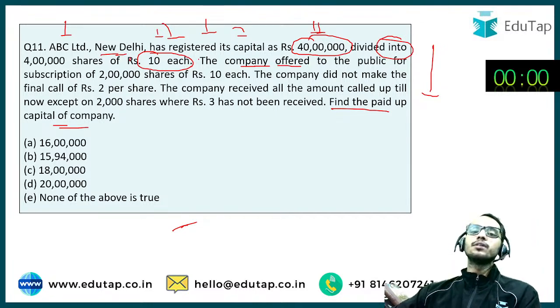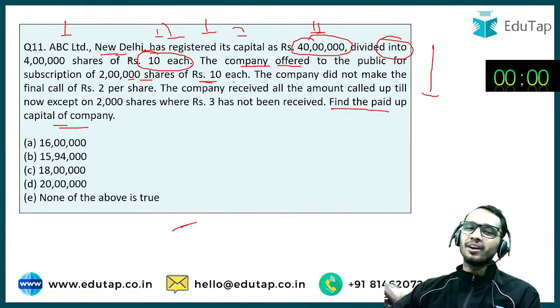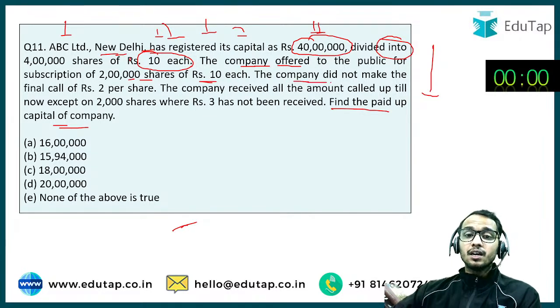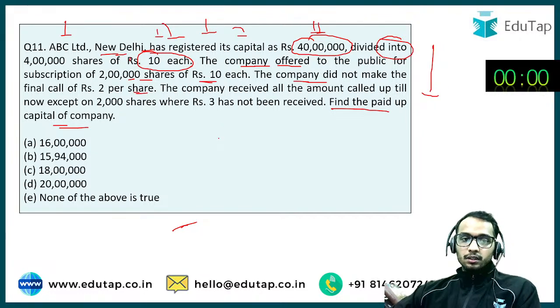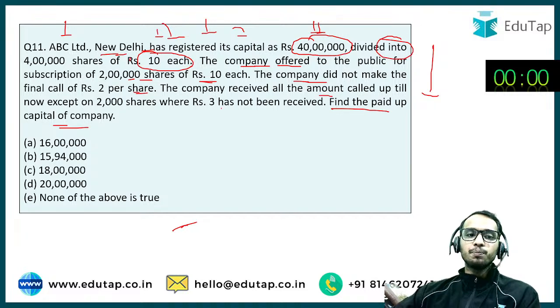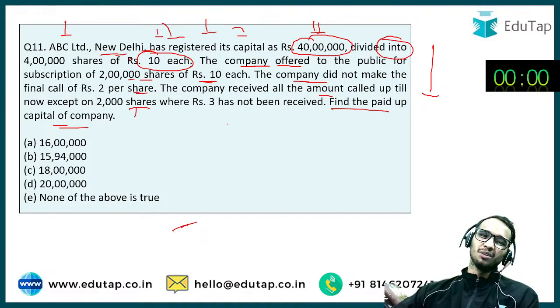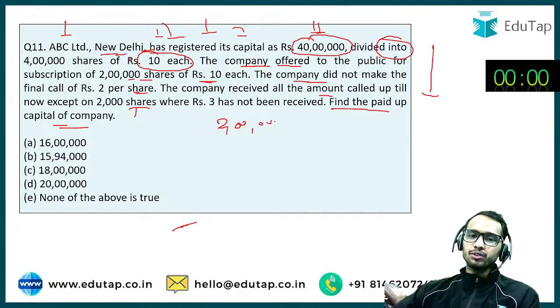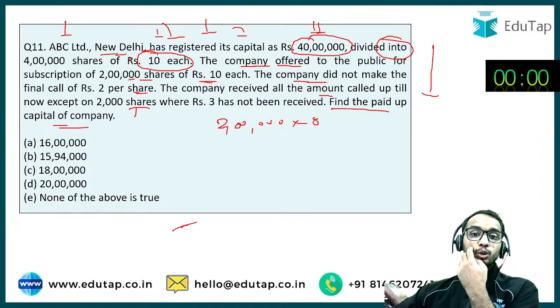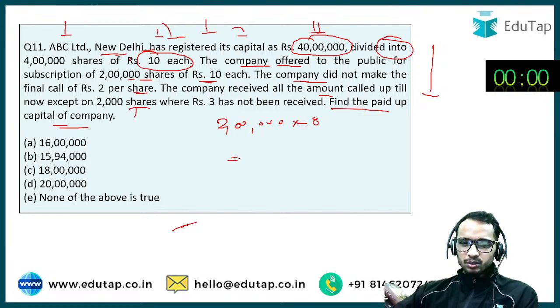The company offered to issue, that is your issued capital, to the public for subscription of 2 lakh shares of 10 each. That is 20 lakh is your issued capital, not the subscribed one. Company did not make the final call of 2 rupees per share. The company received all the amount called up except 2000. Very easy question now this is. 2000 shares has been called up and 8 rupees price has been called up because 2 rupees has not been called up, isn't it? So it becomes your 16 lakh, right? That you can do.